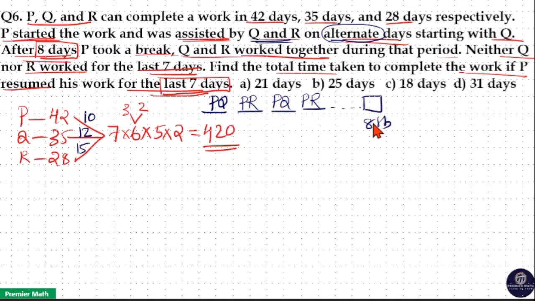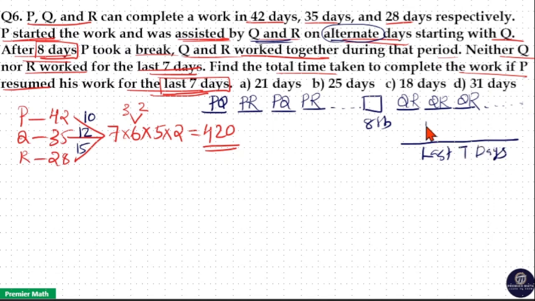And then P finished working. Then Q and R worked. Q and R worked together, and we don't know how many days they worked. Again for the last 7 days, P only worked. That is, he completed this work.